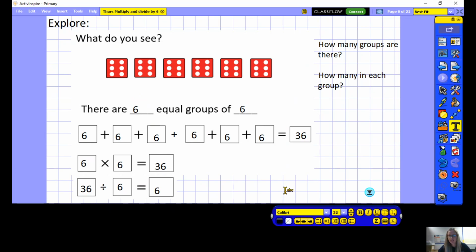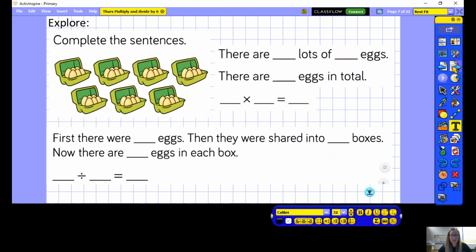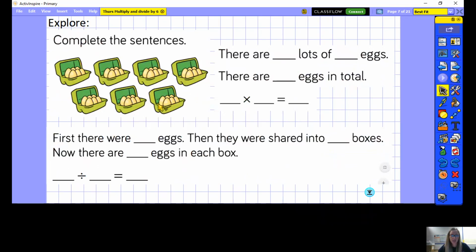Okay, let's have a look at a slightly different question here. So we're going to complete the sentences. Let's have a look at the visual representation first and have a look at what we can see. So I can see 1, 2, 3, 4, 5, 6, 7 different cases of eggs. And in each case of eggs, there are 6 eggs. So the sentence says there are something lots of something eggs. So we can start to fill this in now. So there are 7 lots of 6 eggs.